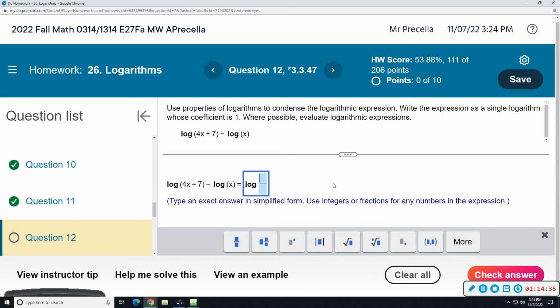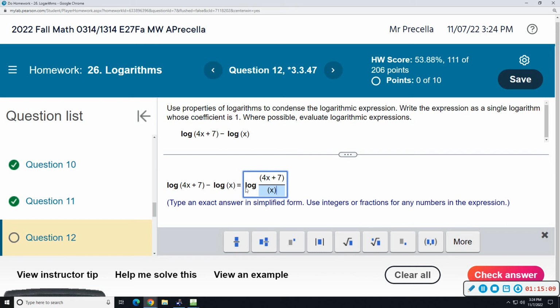So up on top, I'll put the 4x plus 7. And on the bottom, I'll put the x. Since there's nothing else in that bottom, if you don't want to put parentheses, that's fine. But putting them will never be wrong. And since the 4x plus 7 is alone up there on top, if you don't want those parentheses, okay. But as a general rule, if they have parentheses in their problem, you should probably go ahead and keep those parentheses.